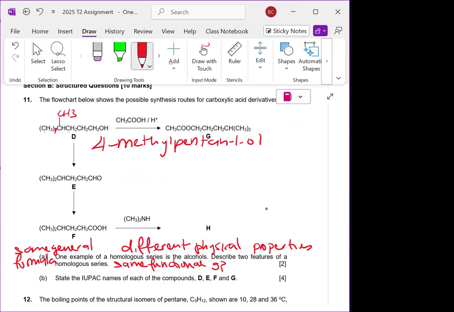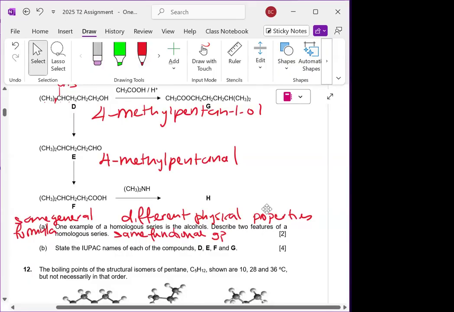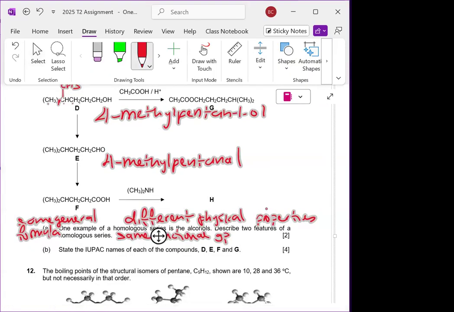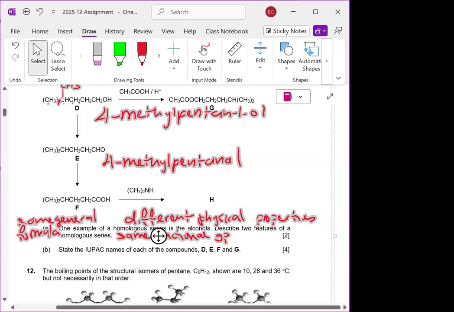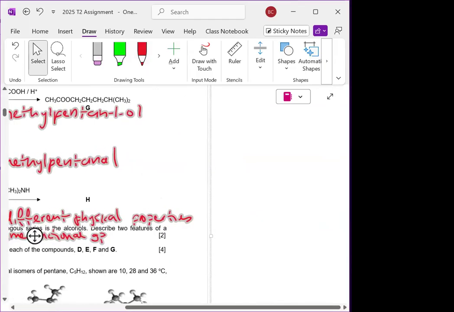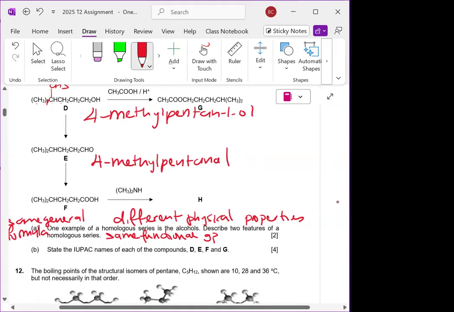For E, it is an aldehyde, so it will be 4-methyl pentanal. No need to say it's at number 1 because it will always be number 1. For F, will also be number 1. So it's called 4-methyl pentanoic acid. So F will be called 4-methyl pentanoic acid.